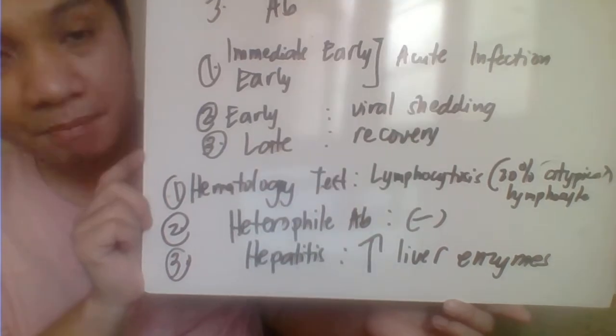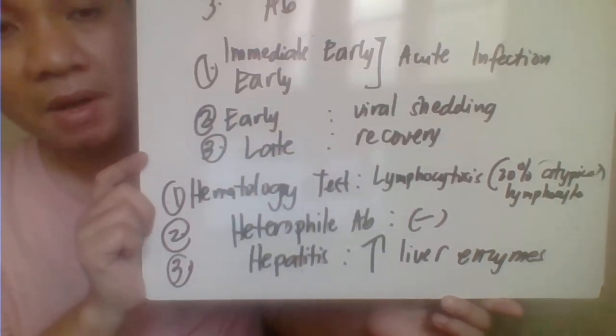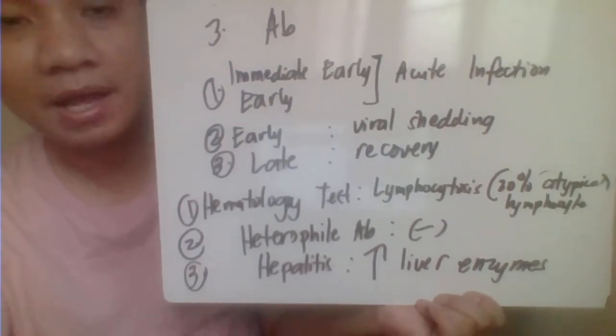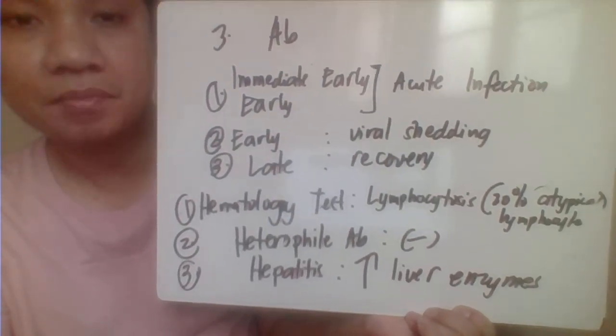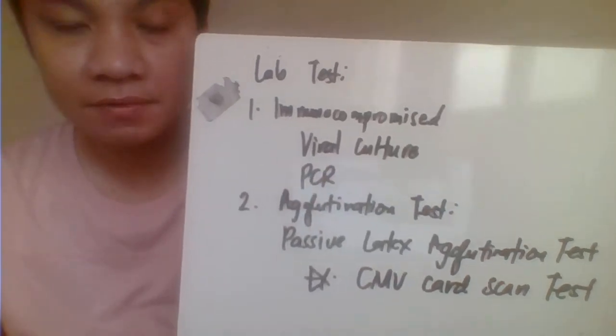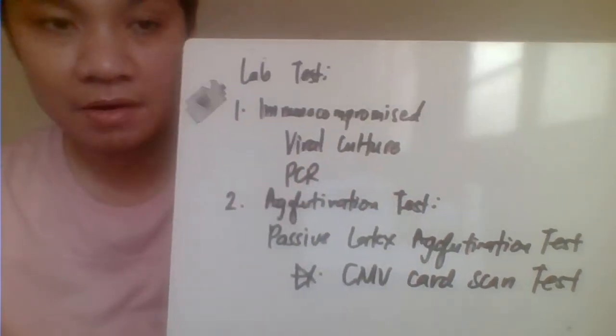Then we have also hepatitis manifestation. So expect to have a high level of the liver enzymes, your AST, ALT, and other liver enzymes. Then we have the laboratory tests for the diagnosis of your cytomegalovirus infection.